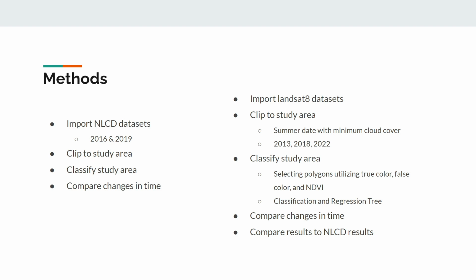There were two methods to this research, the NLCD side and the Landsat side. For NLCD, the data just needs to be imported, clipped to the study area, and reclassified. This involved reducing many of the land cover classes to just 4 to make things simpler. We went with water, urban, vegetation, and then shrubland/bare soil. By doing this for both years, we can compare the changes over time.